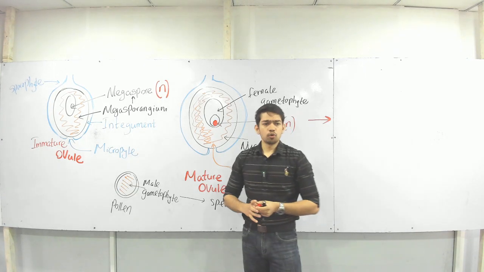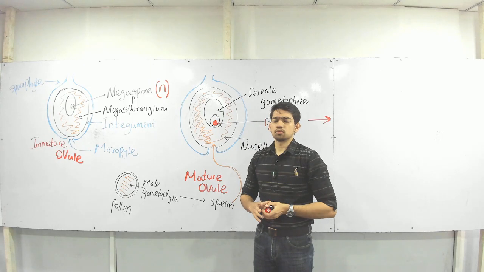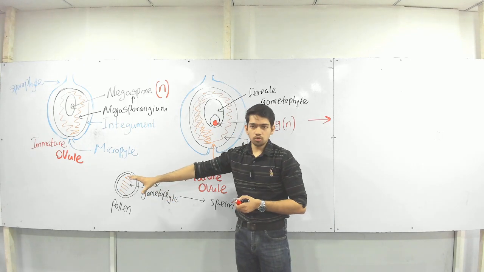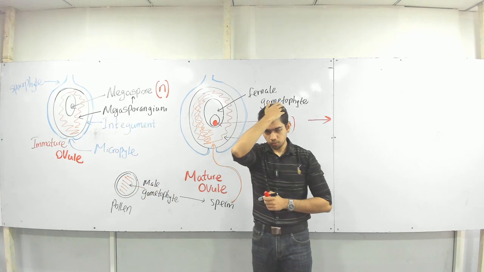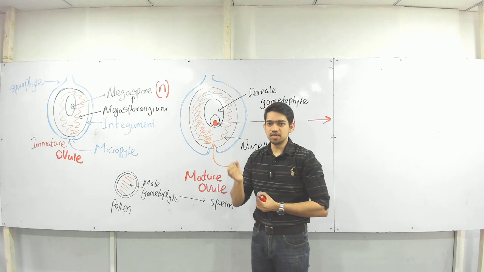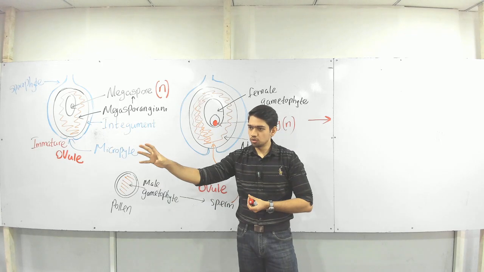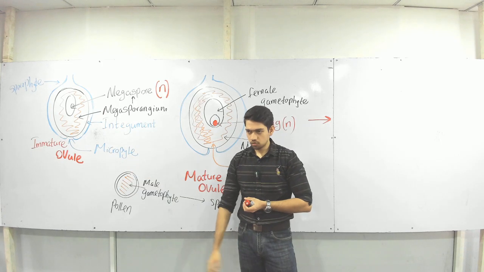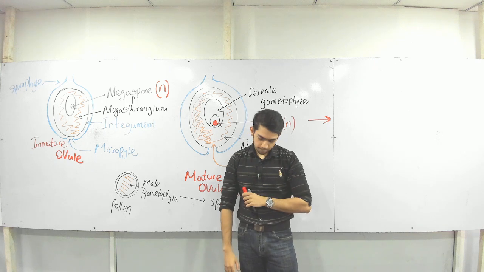Have you heard of pollination? The pollen. We'll talk about this pollination in detail. Have you heard of pollen? Pollen grains usually go with bees to other flowers, other plants. We'll talk about pollen in detail.